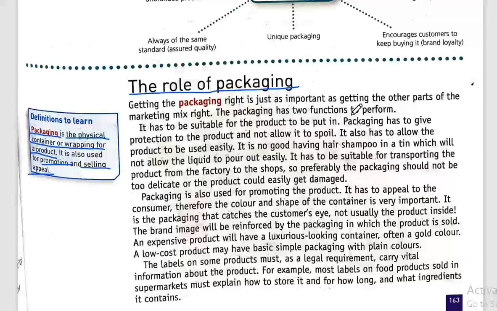So the packaging has two functions to perform. The first function is that the package should be suitable for the product to be put in. The packaging has to give protection for the product and not allow it to spoil or to be broken or damaged. And it must allow the product to be easily used, especially things that need a good cover, such as hair shampoo, especially things that have liquid in them.